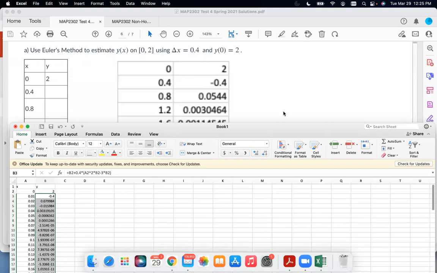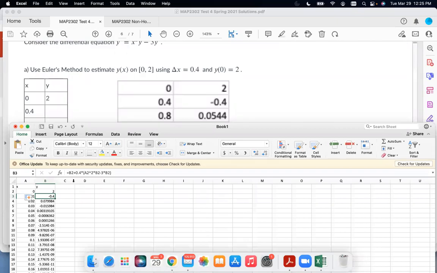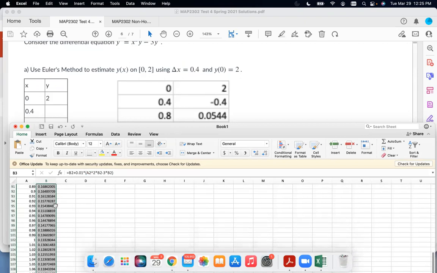Okay, well, something went wrong there. Let me pause this and make sure I get that right. It was right here in my formula. I was still using the old H or delta X. I need to change that, and then redo all of those.